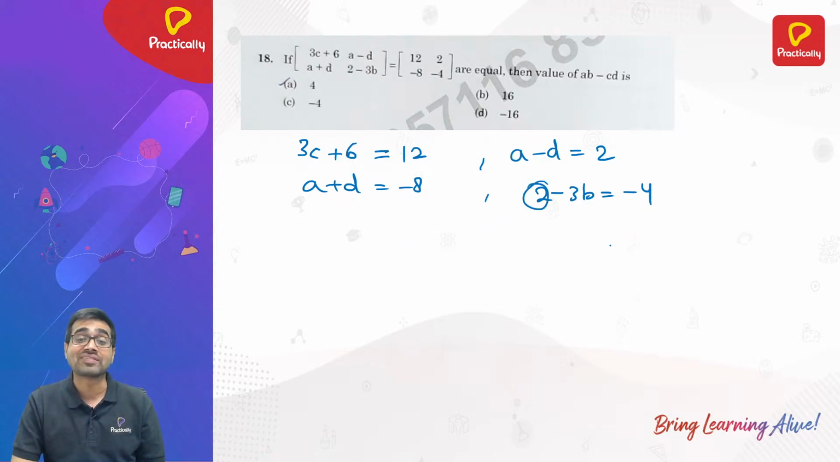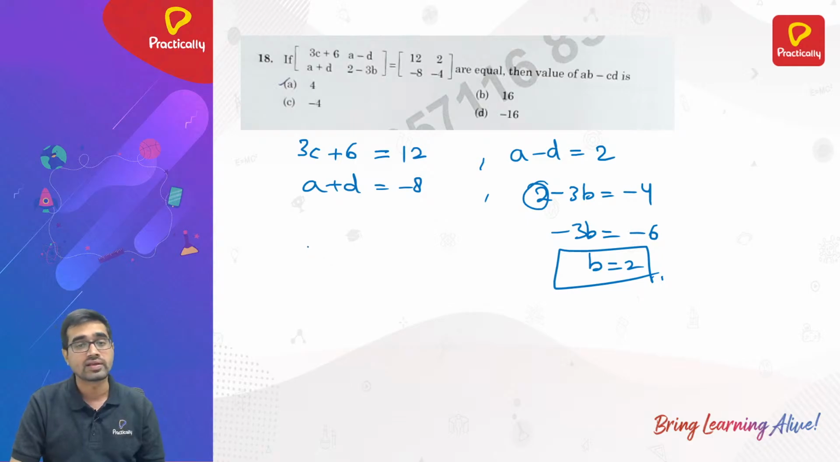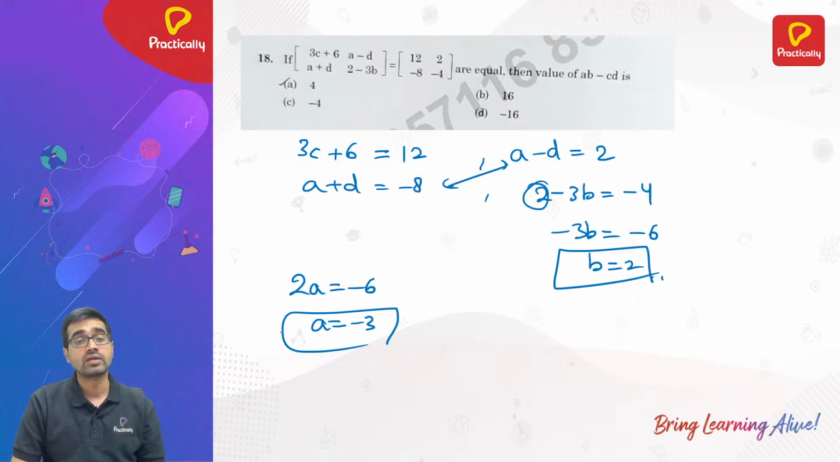So 2 they have given. So minus 3b is nothing but minus 6. So b is nothing but 2. So b is 2, put. Now I have to solve one more value. So a plus d is given, a minus d is given. Let us add these 2 equations. So 2a is equal to minus 6. So a is equal to minus 3. Done.